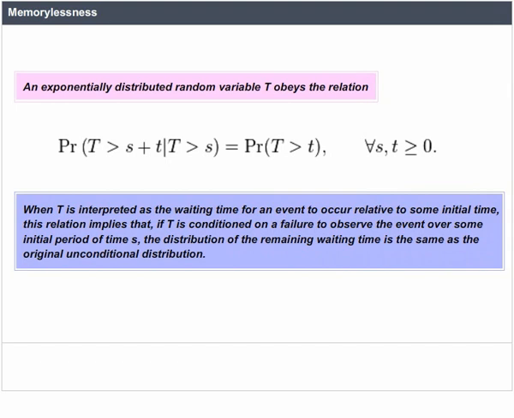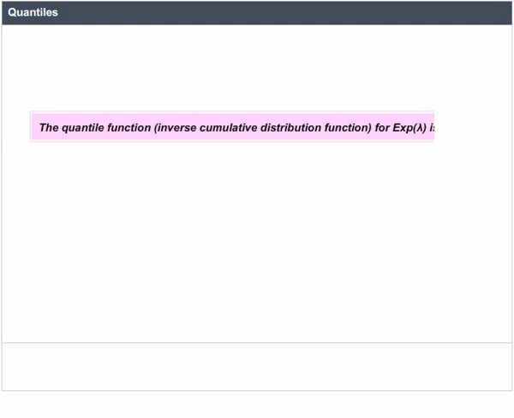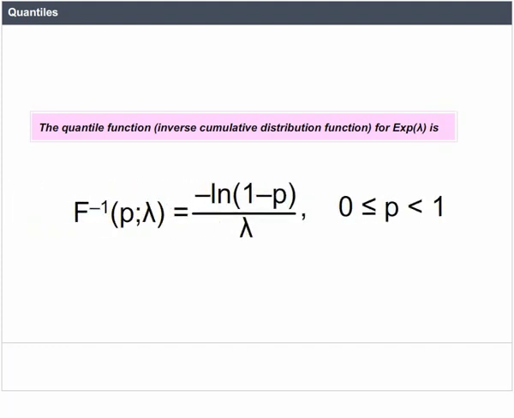Quantiles. The quantile function, the inverse cumulative distribution function, for exponential of lambda is F inverse of p comma lambda equal to minus ln of 1 minus p divided by lambda, where 0 less than or equal to p less than 1.